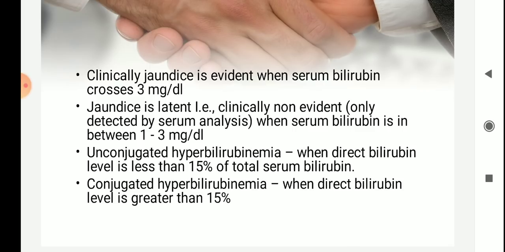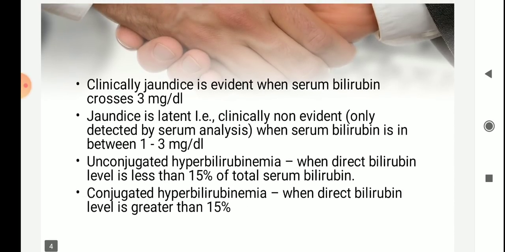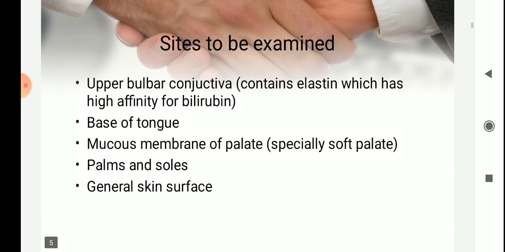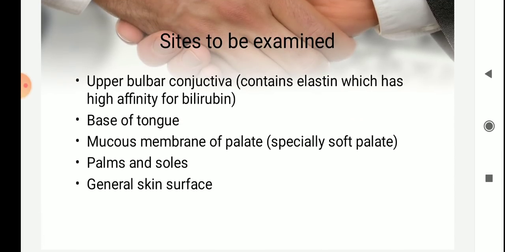Remember, conjugated hyperbilirubinemia is when direct bilirubin level is greater than 15%. So more than 15% is conjugated hyperbilirubinemia. When it is less, it is unconjugated hyperbilirubinemia. So what are the sites clinically?